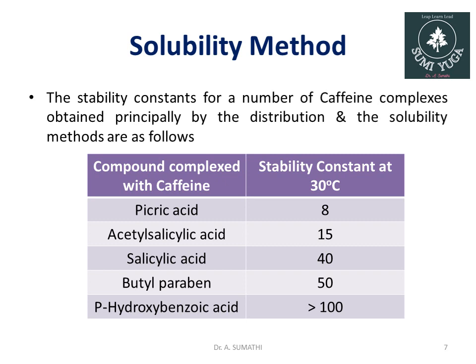For example, picric acid with caffeine, the stability constant is 8. For acetyl salicylic acid, the stability constant is 15. For salicylic acid, it is 40. For butyl paraben, it is 50. For para-hydroxybenzoic acid, the stability constant is very high, greater than 100. This is how we can determine the complex using the solubility method.